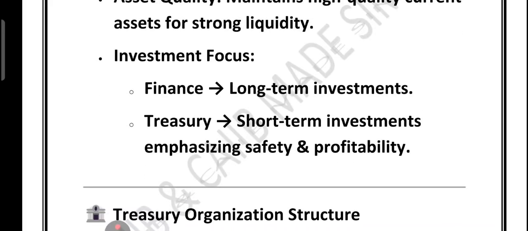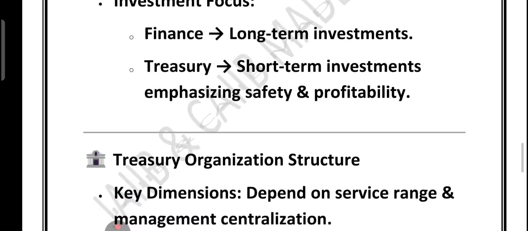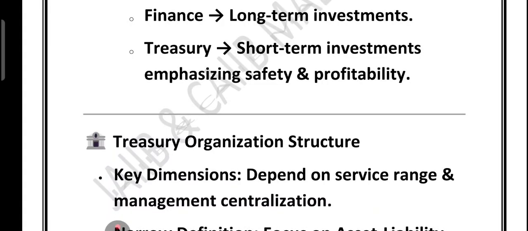receivable and cash. And asset quality means we have to maintain high quality current asset to ensure strong liquidity. In the context of investment, finance focuses on long-term investment. Again and again I'm repeating: long-term investment is finance, short-term investment is treasury. Right. Now treasury organization structure.